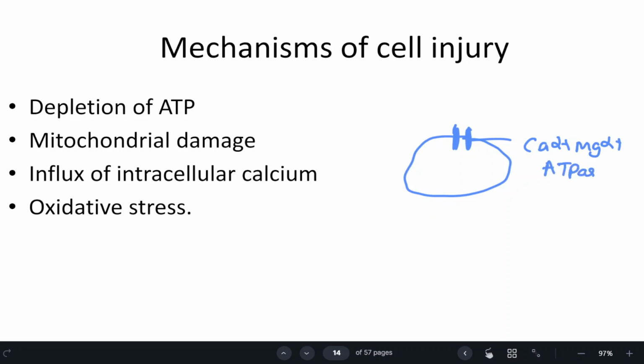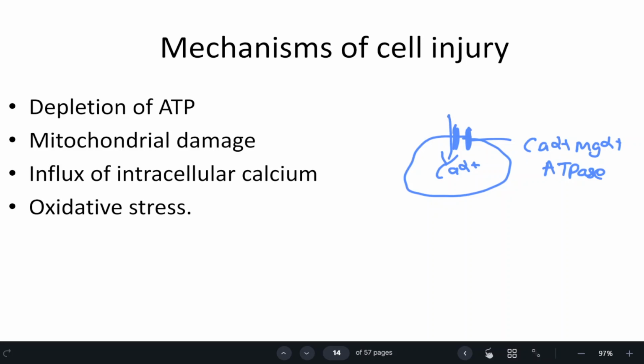So what happens if there is less ATP? This calcium magnesium ATPase pump will fail, so calcium enters inside the cell. Also there can be release of calcium from the endoplasmic reticulum and the mitochondria. So there will be increased cytosolic calcium. Failure of the calcium magnesium ATPase pump increases the calcium inside the cell, as well as release of calcium from the endoplasmic reticulum and mitochondria. This calcium activates many enzymes.